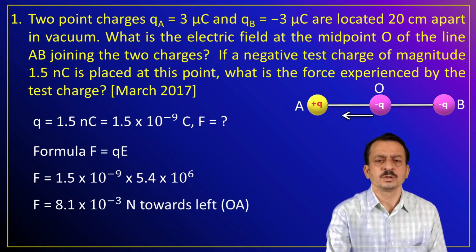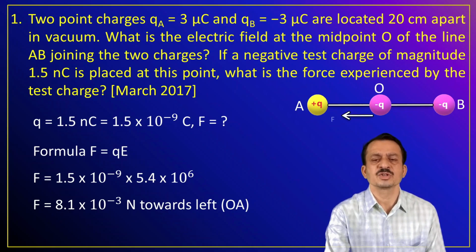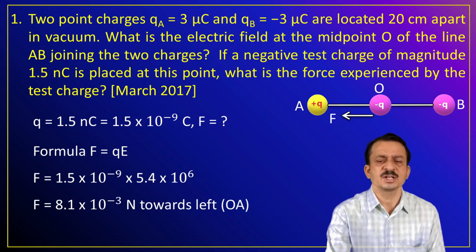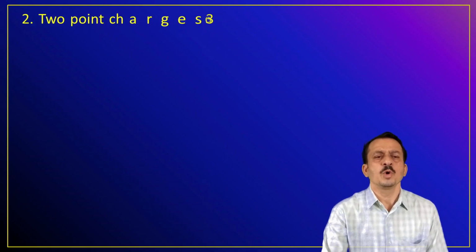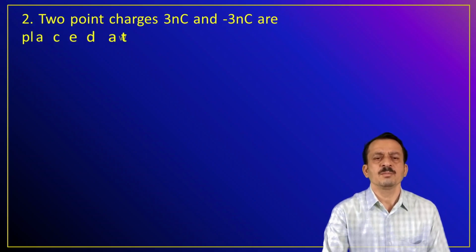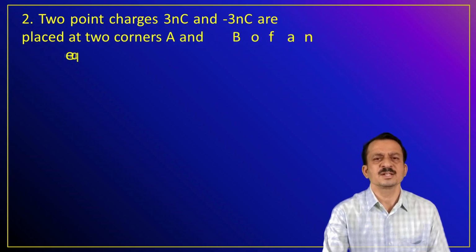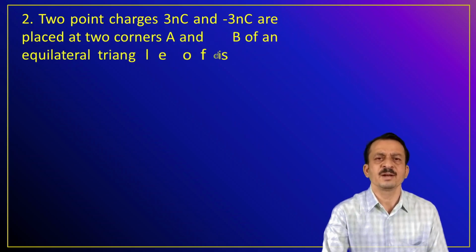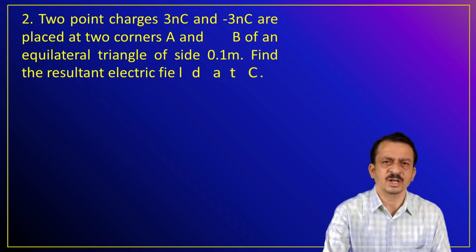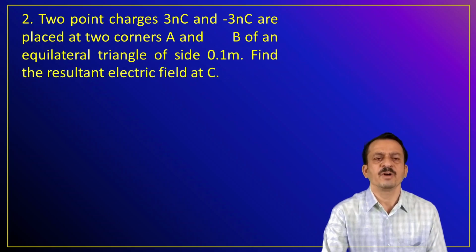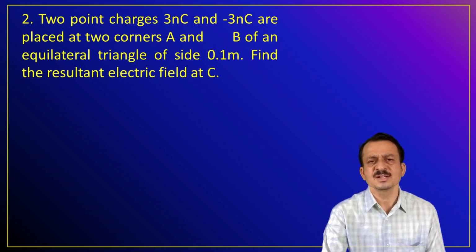Now we move on. The direction of the force is as shown in the diagram. It is towards the charge A, the positive charge. Now we move on to the second problem. Two point charges, 3 nanocoulomb and minus 3 nanocoulomb, are placed at two corners A and B of an equilateral triangle of side 0.1 meter. Find the resultant electric field at C.